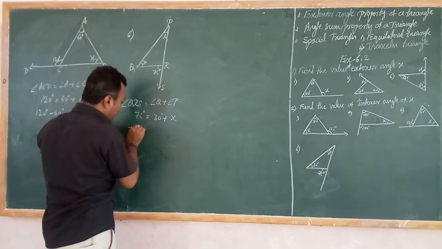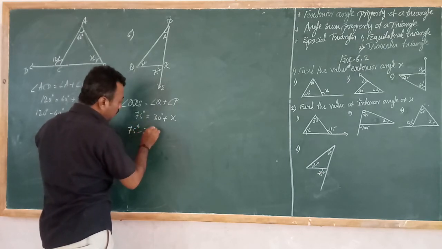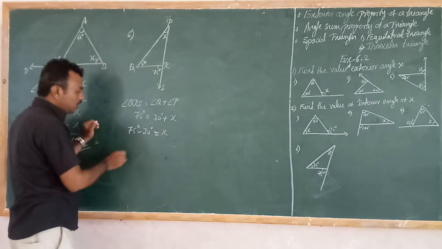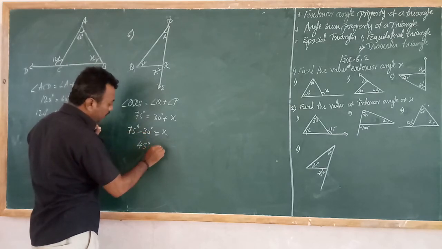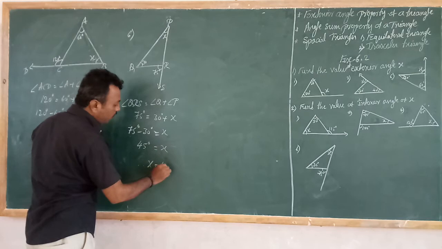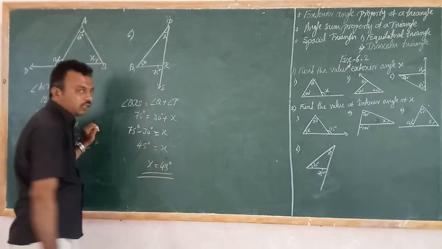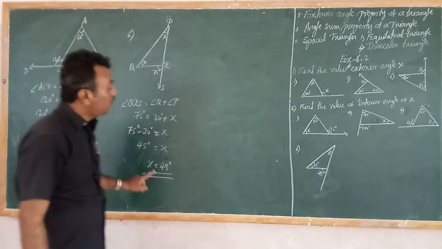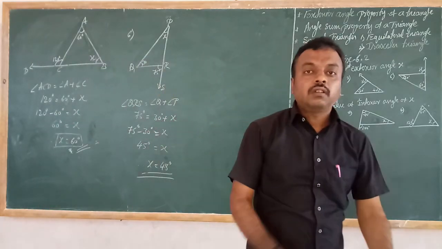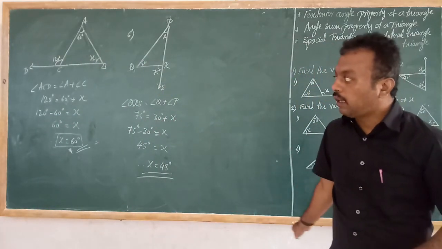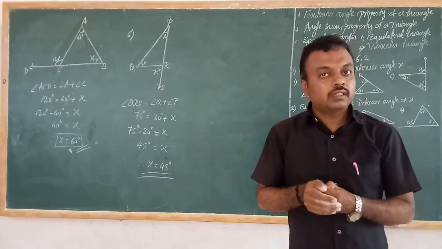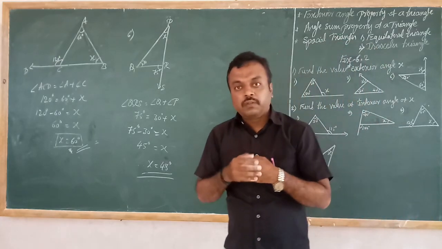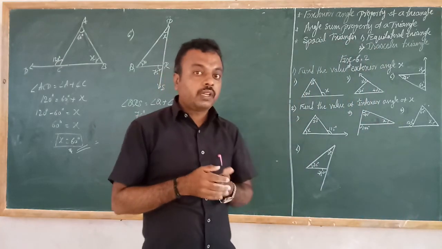So 75 degree keep in the LHS, 30 becomes minus 30 degree, equal to X. Okay, 75 minus 30, how much does it become? 45 degree. 5 minus 0 is 5, 7 minus 3 is 4, so 45 degree. The value of X is 45 degrees. You understood, students? This is the interior angle of the given triangle. So like this, by using the exterior angle property we solve for the value of X in the given figures.